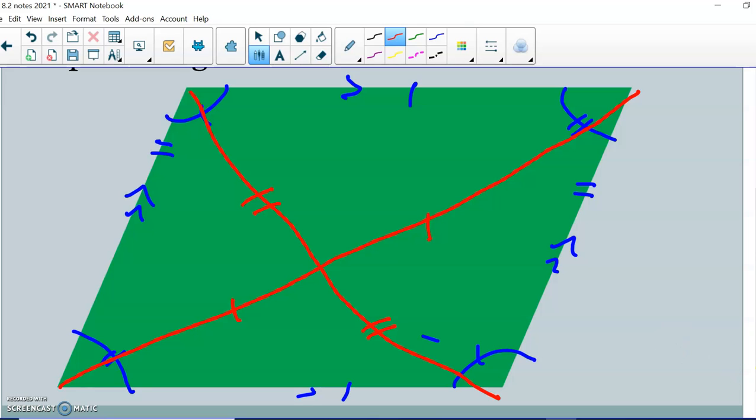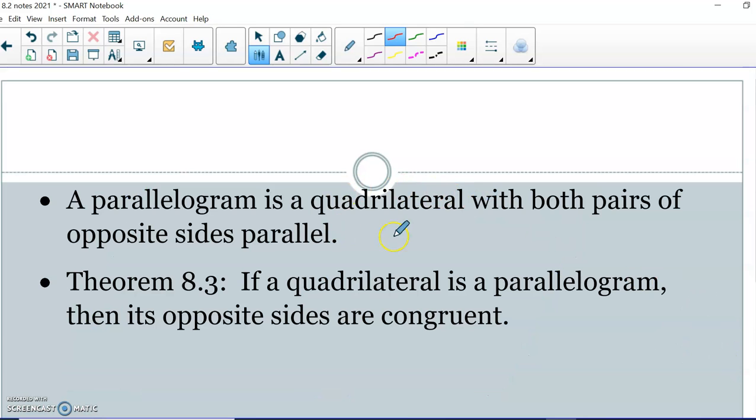So here's the official theorems. The first one is by definition. By definition, a parallelogram is a quadrilateral, so we know it has 360 degrees, with both pairs of opposite sides parallel. So any of the rules we know about parallel lines will apply to this parallelogram.